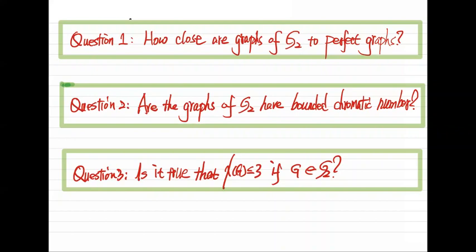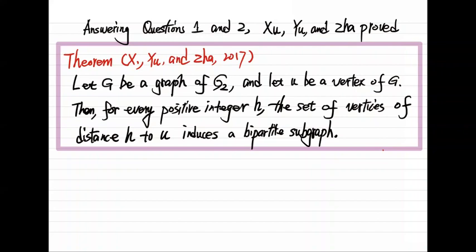Answering question two and also question one in some sense, together with Yu and Zha, we proved that the graphs in G_2 are four colorable. We proved a structural theorem as below. Let G be a graph in G_2 and let u be an arbitrary vertex of G. Then for every positive integer h, the set of vertices at distance h from u induces a bipartite subgraph. That means for each BFS tree, each level induces a bipartite subgraph. So the vertices of graph G can be partitioned into two parts, each part inducing a bipartite subgraph. So from this point, we see that the graph in G_2 is four colorable.